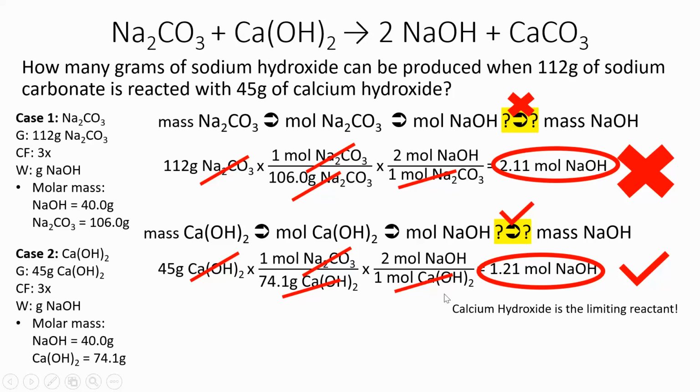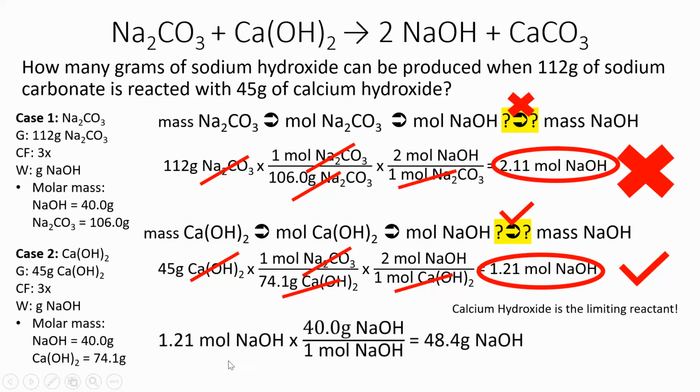So now to get our final answer, it's asking us for how many grams of sodium hydroxide. We're just going to take that mole value from the limiting reactant and say 1.21 moles sodium hydroxide times 40 grams per mole is 48.4 grams of sodium hydroxide. Then when we report our final answer, we're just going to say how much can be produced and what the limiting reactant is. This is your final answer down here. 48.4 grams of sodium hydroxide can be produced, and calcium hydroxide is limiting.